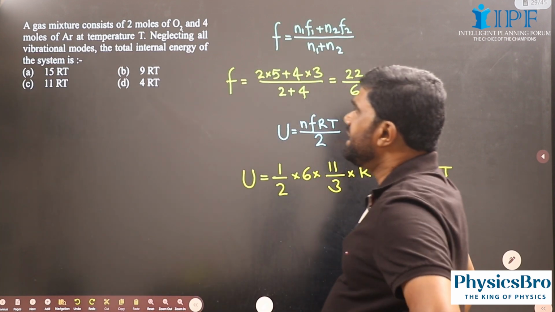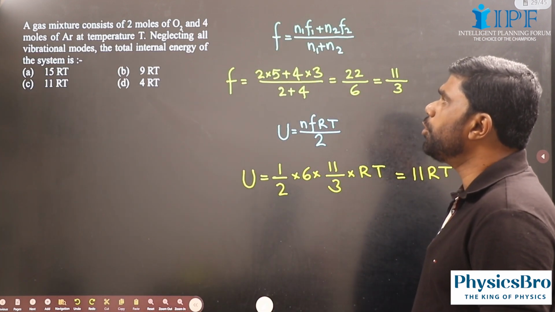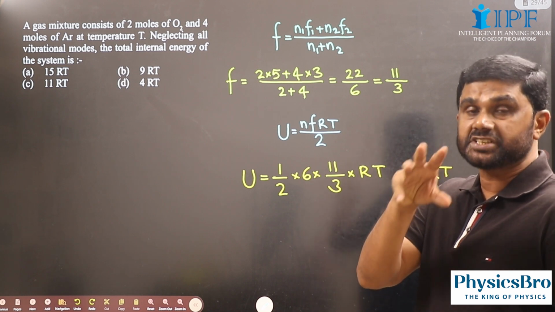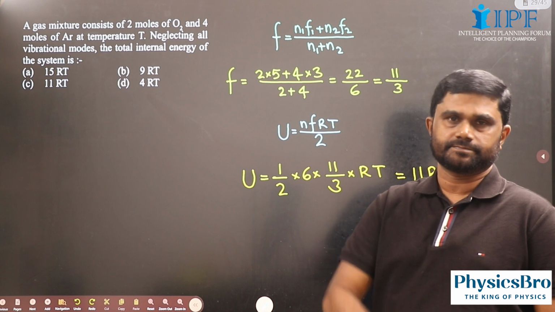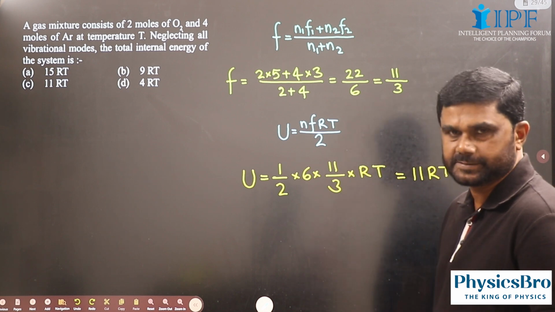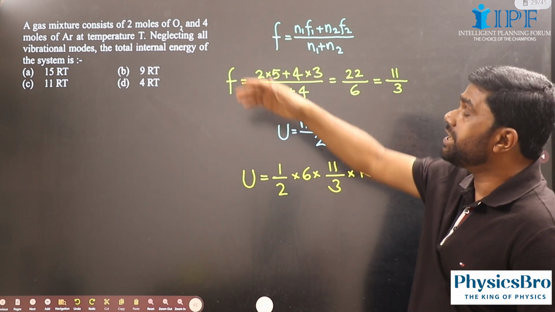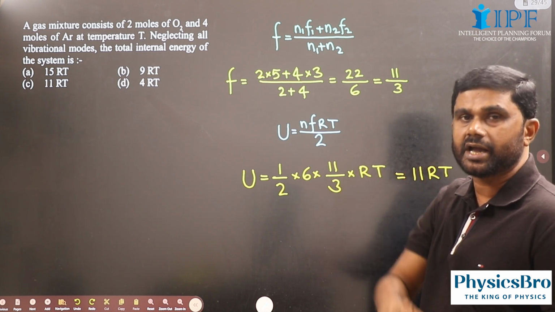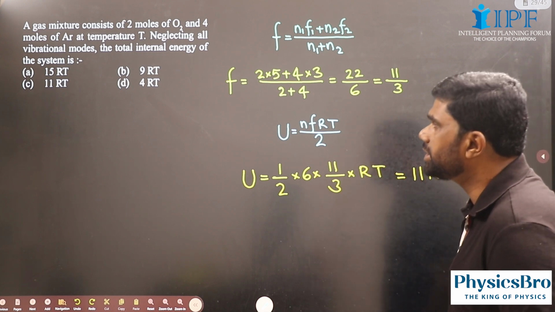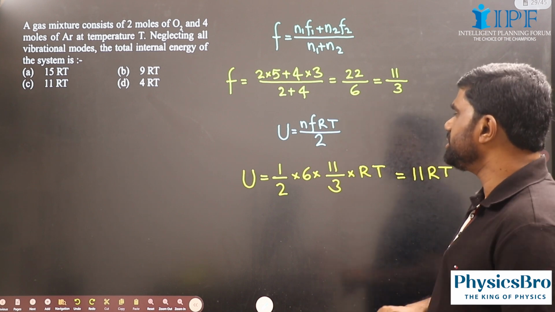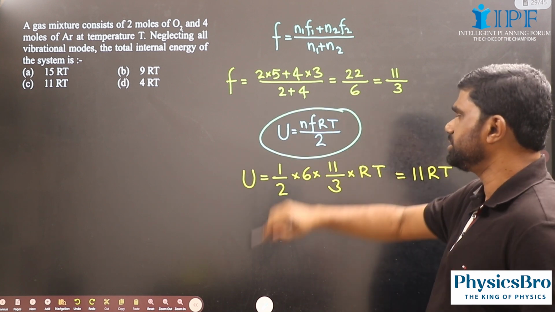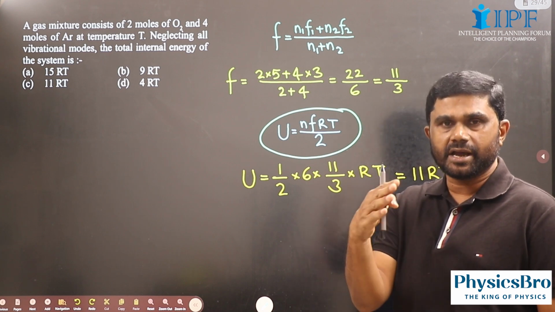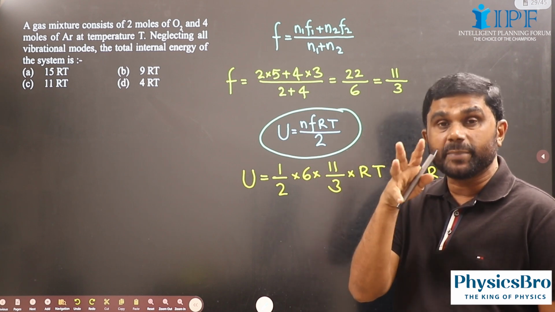Okay. A gas mixture consists of 2 moles of oxygen and 4 moles of argon. So total number of moles in the mixture must be 2 plus 4, 6. Okay, total number of moles 6. Now see, neglecting all vibrational modes, I mean you have to consider only the translational and rotational degrees of freedom, the total internal energy. See, this is the expression for the internal energy, U equals nfRT by 2. Then how do you find the number of degrees of freedom for a mixture?